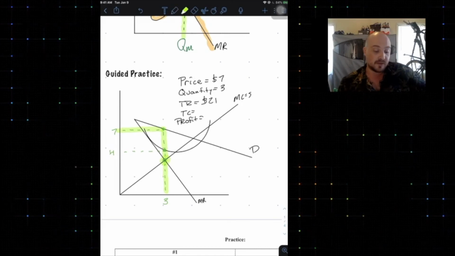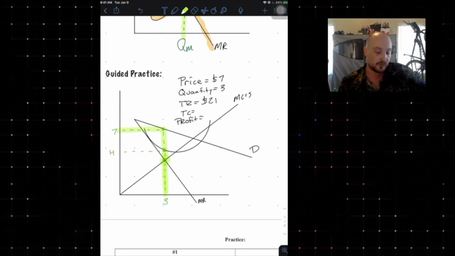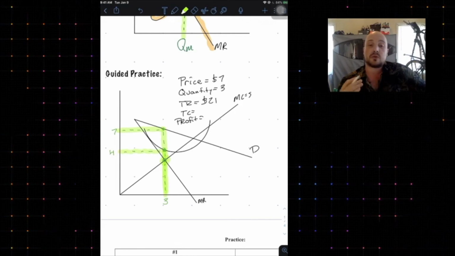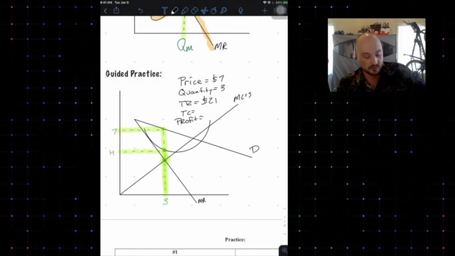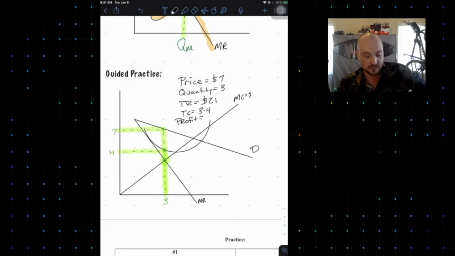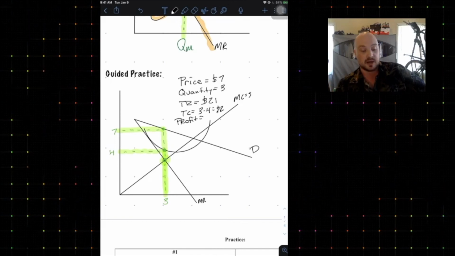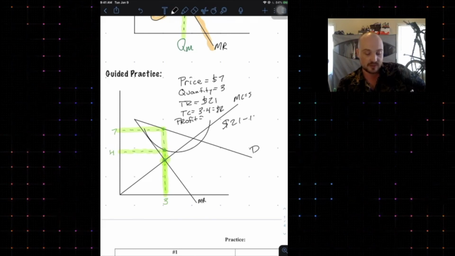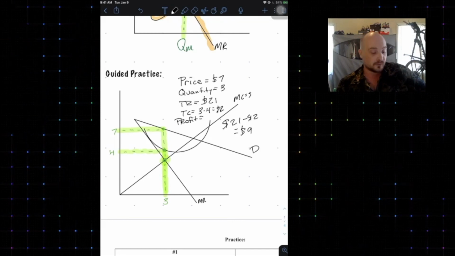Now, I'm ready to find my total cost. I do the finger test again. From 3, go up. Boom, I just hit ATC. I follow it across. My average total cost is 4. And so then to turn that into total cost, I do 3 times 4 for a total cost of $12, right? So my total revenue is $21 and my total cost is $12. And so my profit would be $21 minus $12, which is $9 of profit, right?